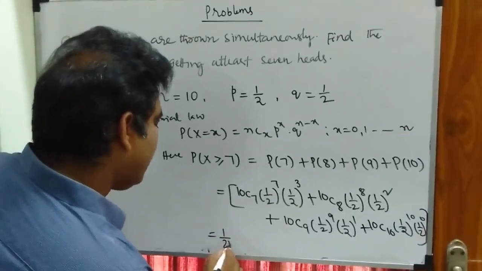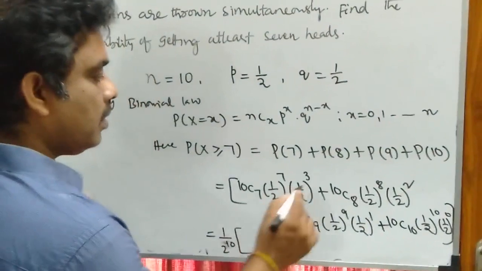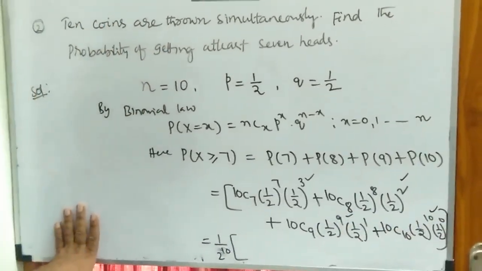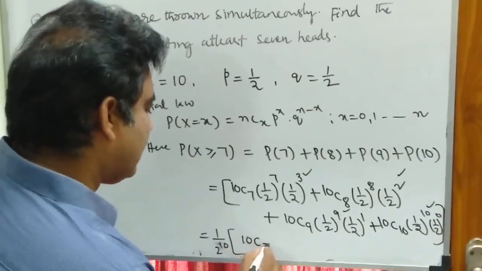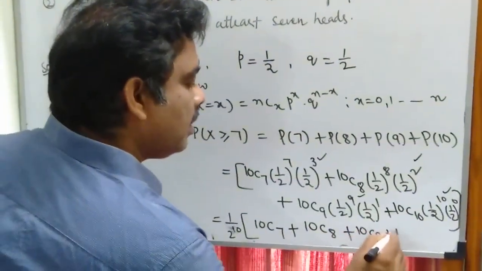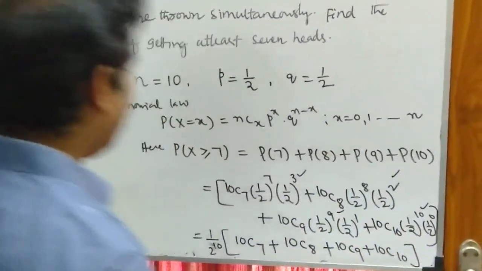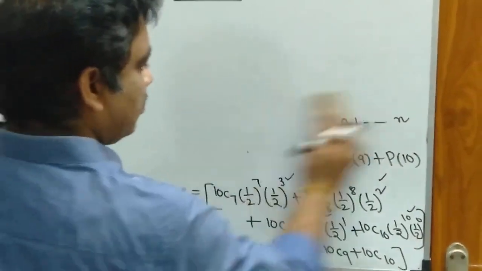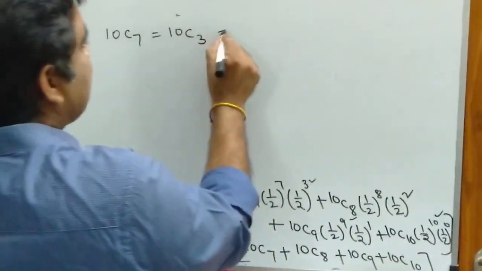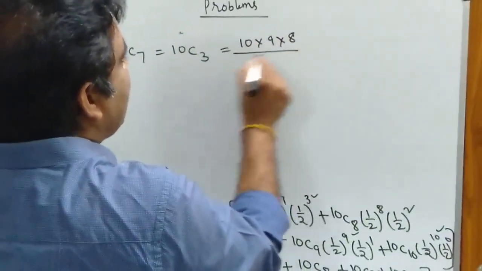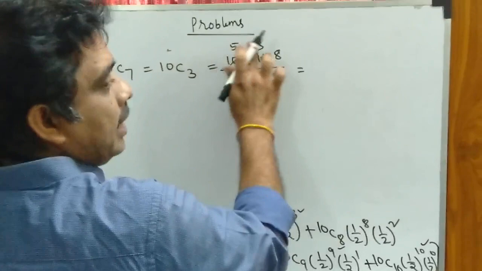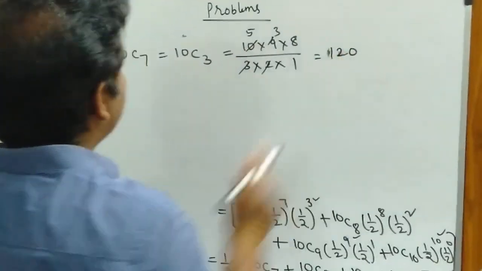So (1 by 2) power 10 is a common term in all the terms: 7 plus 3 is 10, 8 plus 2 is 10, 9 plus 1 is 10, (1 by 2) power 10. So I am taking (1 by 2) power 10 outside, and we will get 10C7 in the first term, second value 10C8, third value 10C9, and last value 10C10. In evaluating each term, 10C7 is nothing but 10C3, that is 10 into 9 into 8 by 3 into 2 into 1. So 3 threes are 9, 2 fives are 10, 5 threes are 15, 8 fifteens are 120. That is the first value.